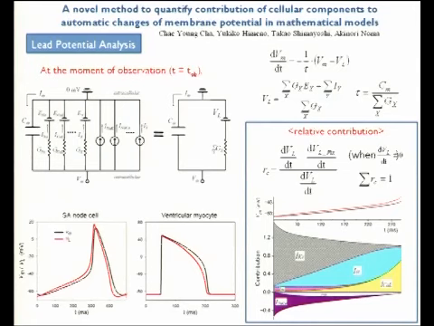We calculate the relative contribution during the depolarization phase in the SA node cell. So you can see the temporal change of the contribution of each channel. And you can see the negative contribution of the channel. It means that this current interferes with the depolarization. Thank you.